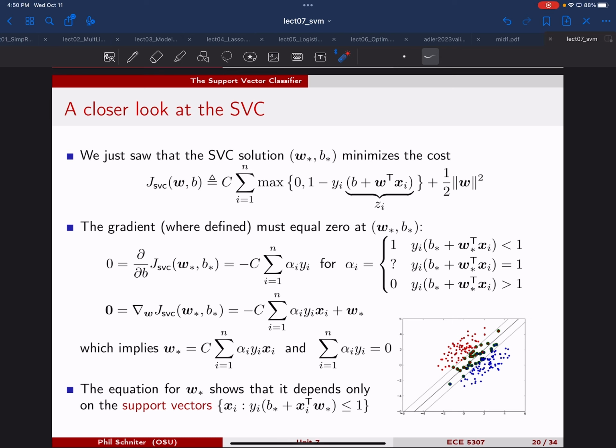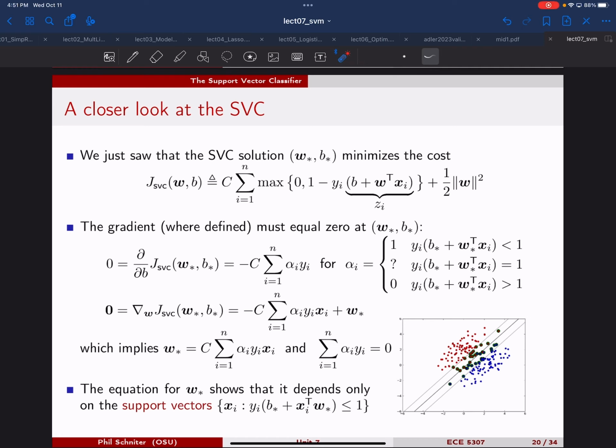To help with some of what we're going to do later, we can look at the support vector classifier in a different way. Again, this is the cost we're trying to minimize. And you might say, a little bit naively, what we often do with a cost function is take the derivatives with respect to the parameters, in this case b and w, and find the values of b and w that set those derivatives or gradients to 0. That's been our approach all along. So we can try that here too.